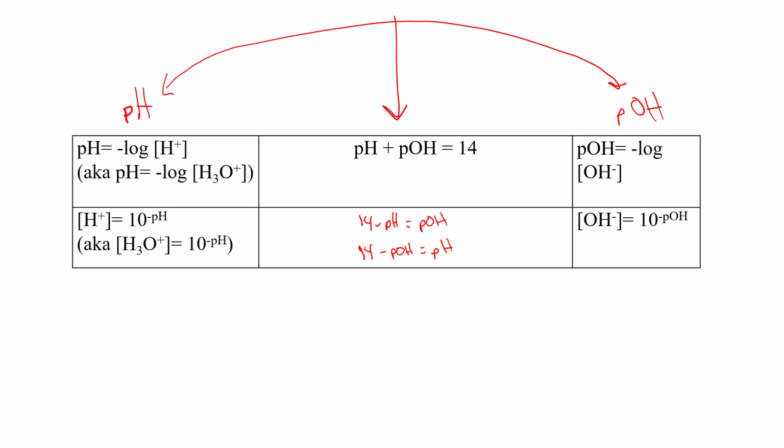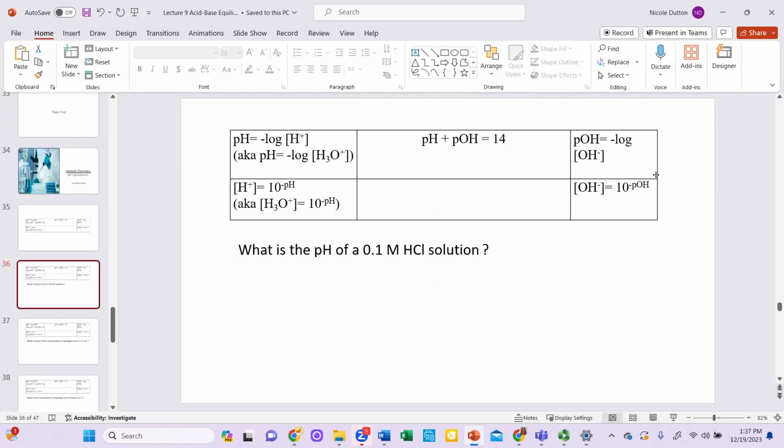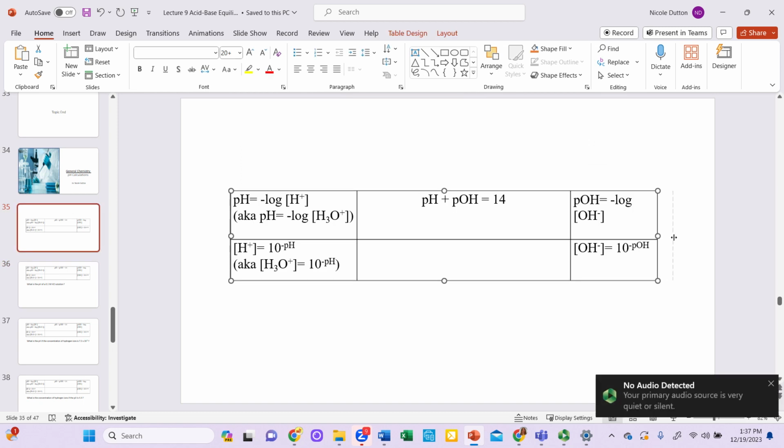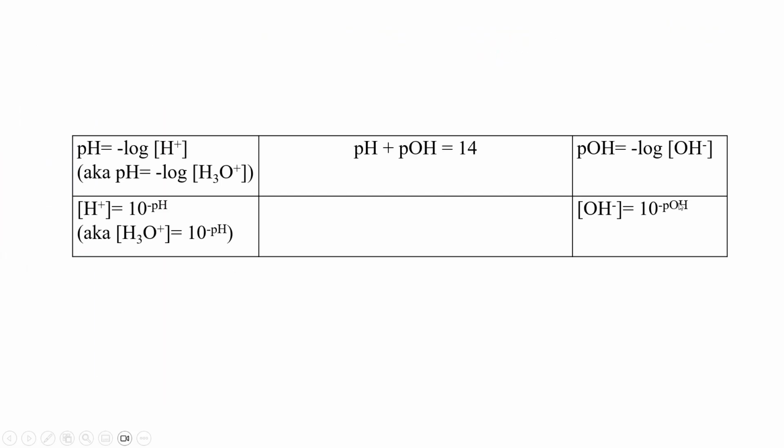Now, similar to how we have concentration of hydrogen or hydronium ions going between pH and the concentration, we have on the pOH side the concentration of hydroxide ions. Let me just fix this table here. That looks much better. Okay, so on this one, the concentration of hydroxide ions, to get to the pOH, you do negative log of that concentration. If you have the pOH and you want to figure out what the concentration of hydroxide ions is, you go 10 to the negative pOH.